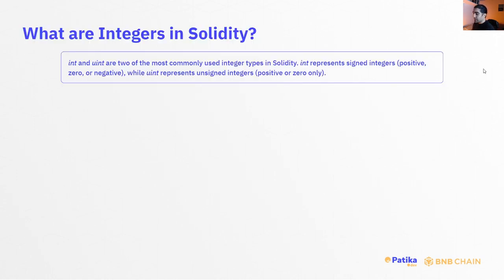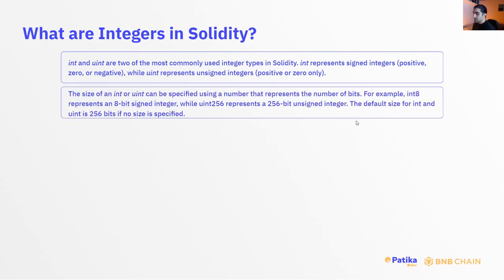So what are integers? Int and uint are two of the most commonly used integer types in Solidity. Int represents signed integers, like positive, 0, or negative numbers. Uint represents unsigned integers, positive and 0 numbers only. The size of an int or uint can be specified using a number that represents the number of bits. For example, int8 represents an 8-bit signed integer, while uint256 represents a 256-bit unsigned integer. The default size for int and uint is 256 bits if no size is specified.